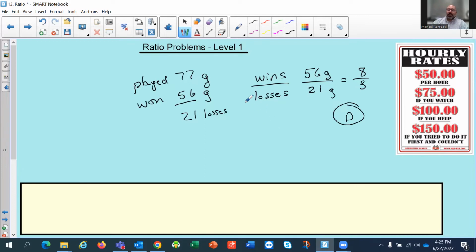Okay. Good luck with ratios. Remember, they're a lot like proportions, so it's kind of a similar skill set. Good luck. I'll see you at the next lesson.